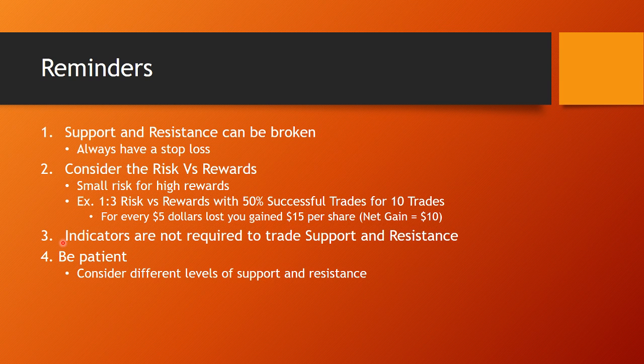Now, because this is a very basic form of trading, you don't really need indicators to trade support and resistance. You just need to look at the chart history, and always remember to be patient, because sometimes when you place an order for a future level, it doesn't always hit, and so you're going to need to consider different levels of support and resistance to enter your trades.